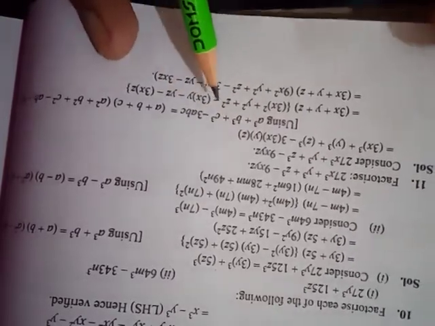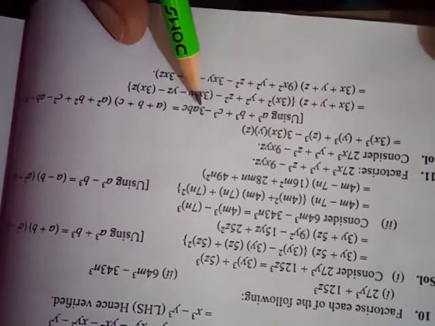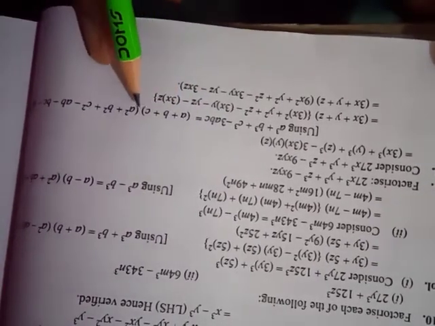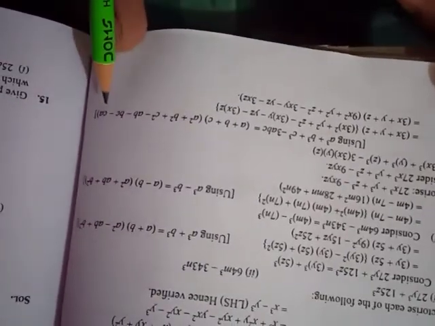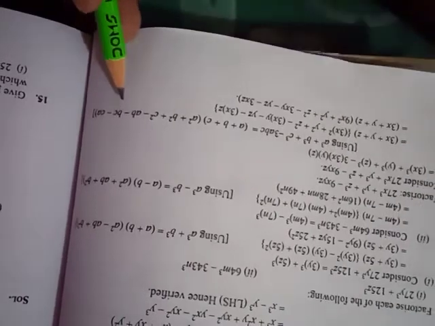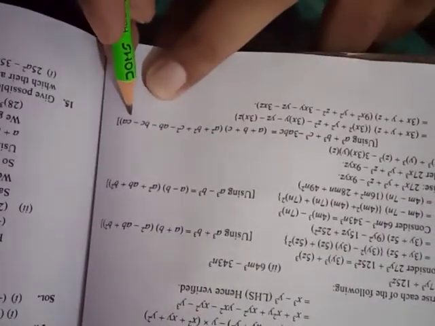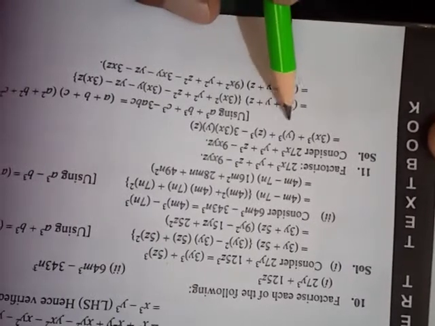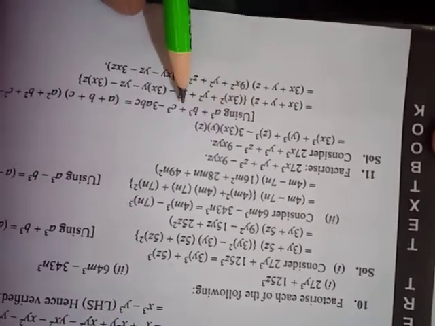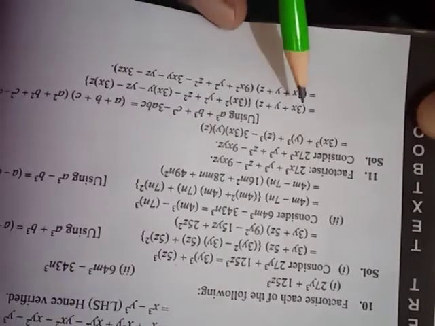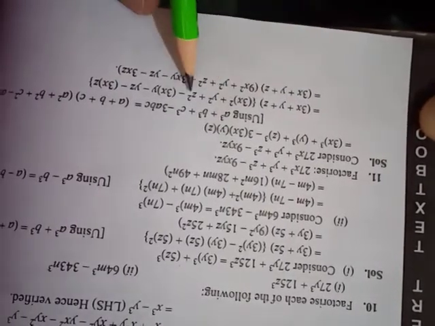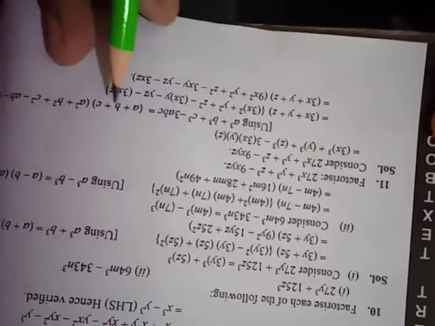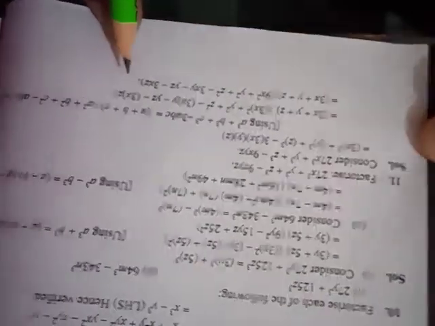Okay, and you are having the identity a cube plus b cube plus c cube minus 3abc equal to a plus b plus c, a square plus b square plus c square minus ab minus bc minus ca, or ac. So this is the identity form of a cube plus b cube plus c cube minus 3abc. What is the identity? a plus b plus c, a square plus b square plus c square minus ab minus bc minus ca.